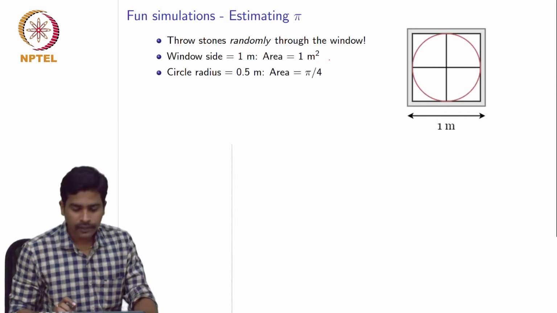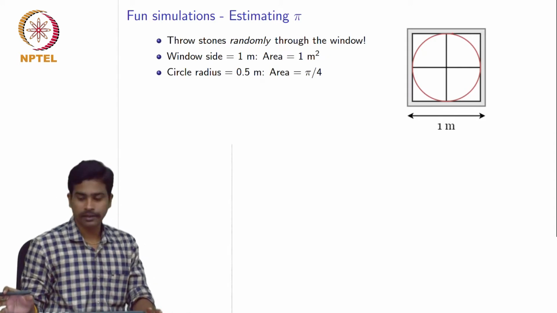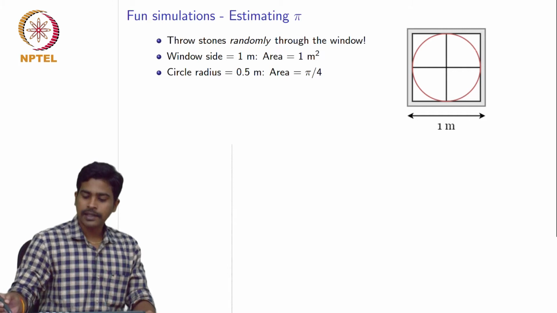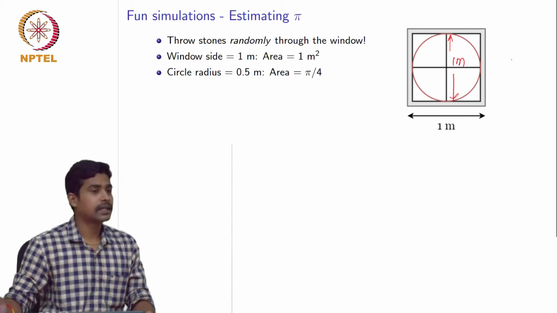So now let's see how this simulation is going to give the value of pi to us. Okay, so just imagine this imaginary circle inside this window, and the diameter of this imaginary circle is also 1 meter, just like the window.